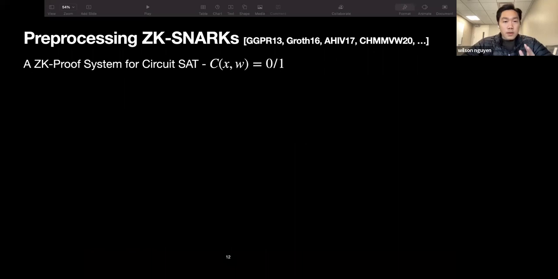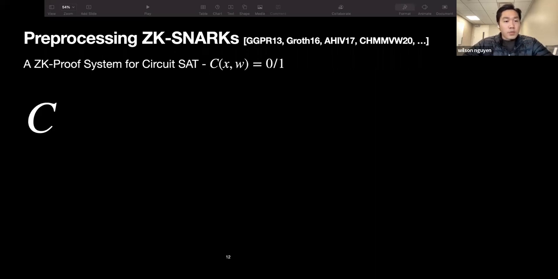So preprocessing ZK-SNARKs are an existing line of work in which it's a zero knowledge proof system for circuit satisfiability. You can think about it in this way: you take an input x and an input w, which you can think of as the instance and witness, to a public circuit C, and it determines whether C is equal to 0 or 1 when evaluated on those inputs.